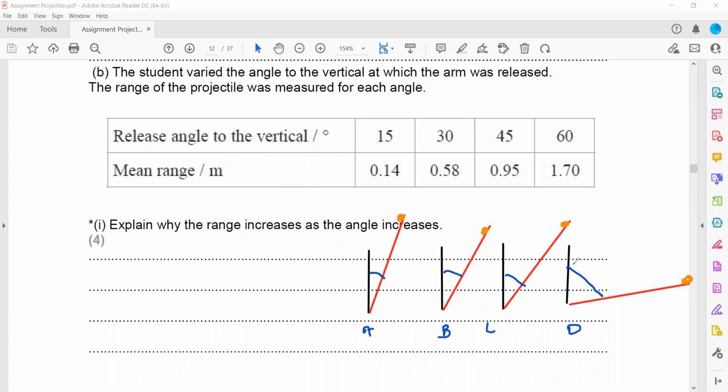So the range of the projectile will also increase. So the question, and it's a 4 mark: explain why the range increases as the angle increases. So what are the points you will mention?